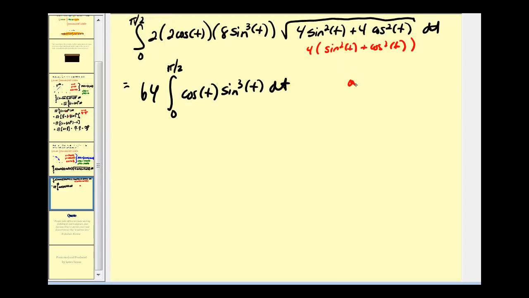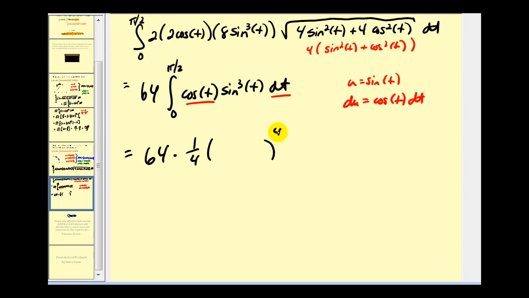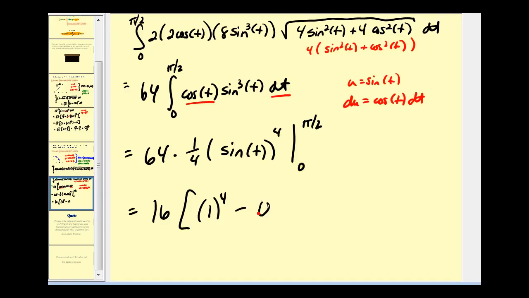Now if we let u equal sine t, differential u is equal to cosine t, which is good. Du is equal to cosine t dt. So all of this is du, and this would be u to the third. So I'll have 64 times 1/4 u to the fourth, but u is sine t. Evaluate this at pi over 2 and 0. 64 times 1/4 is 16. And the sine of pi over 2 is equal to 1, so we'll have 1 to the fourth minus sine of 0, which is 0. So this is equal to 16.